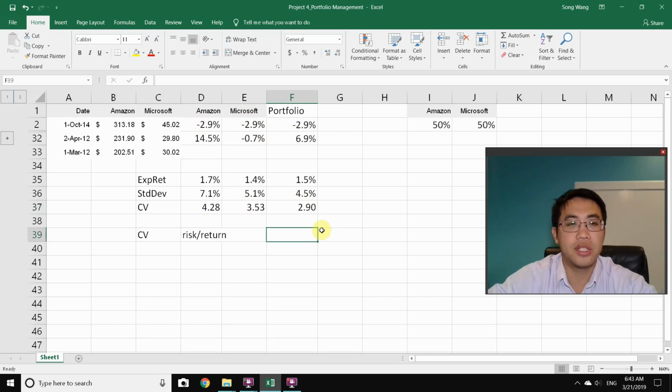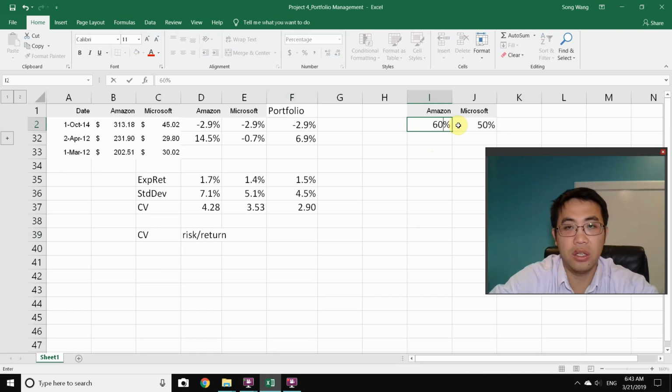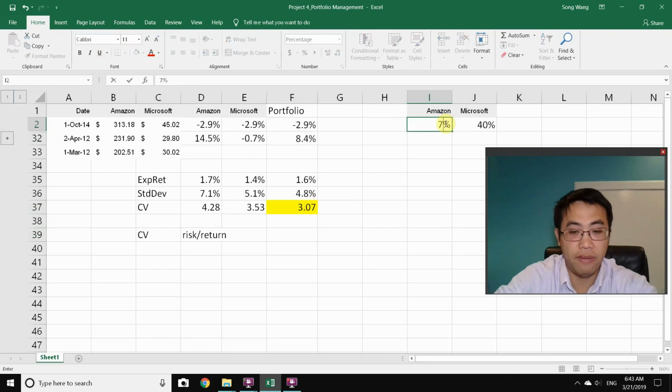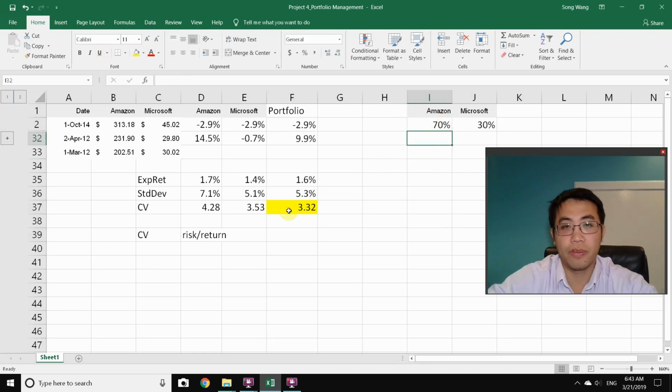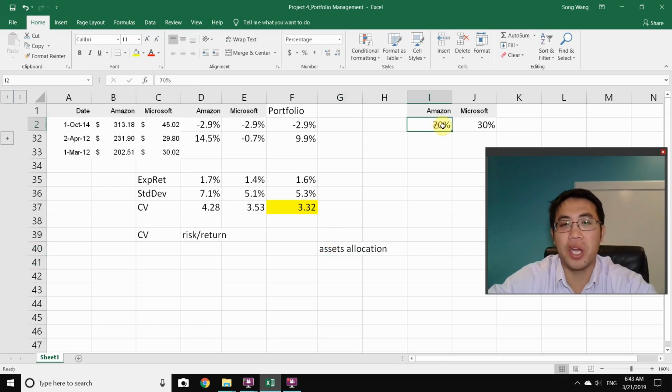All right, so that's your second step. The last step is, should we change the weight from 50% to some other number? So if I change 60 to 40%, well, you see my CV actually gets higher or gets worse. If I change to a 70 to 30, it's even worse. All right, so what should I do here? What would be the best combination? What would be the best asset allocation? So the word here is called asset allocation. So what's a smart weight I should put in here to reach the best risk and return combination?